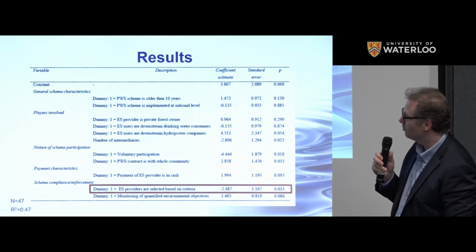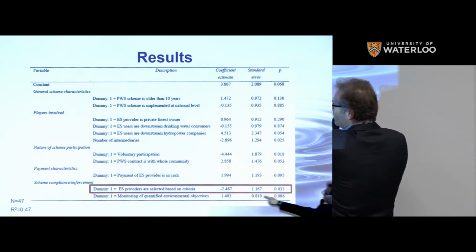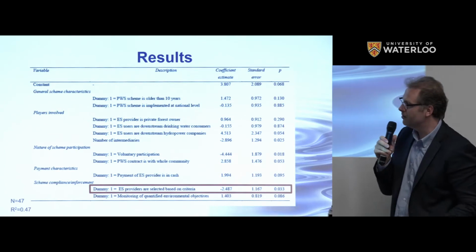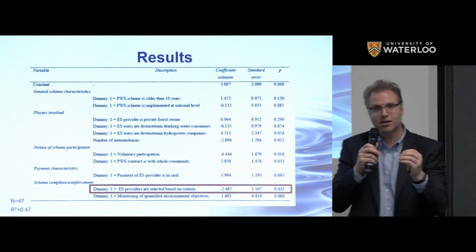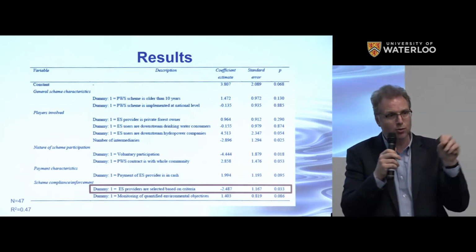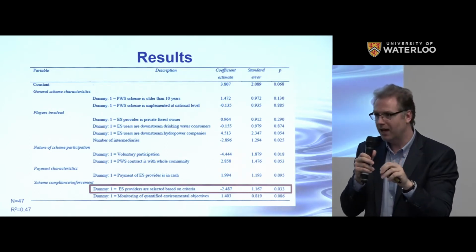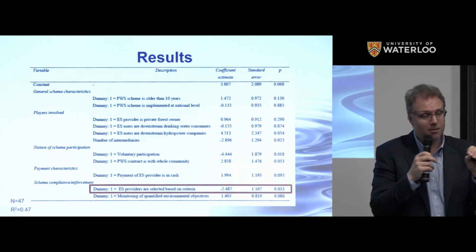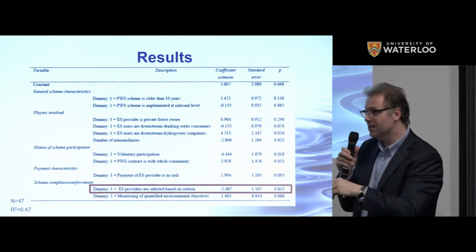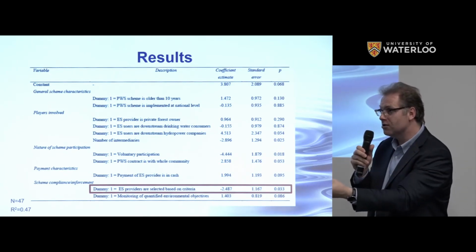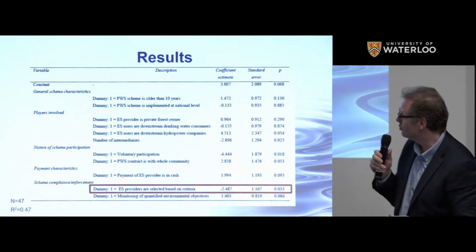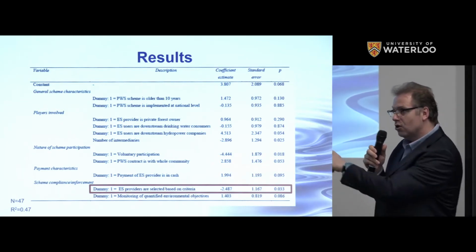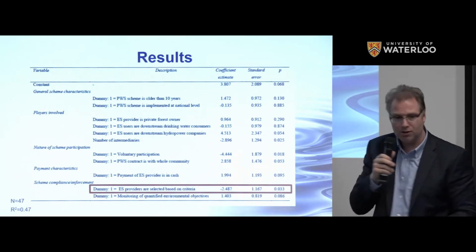This last one puzzled me a little bit. So it's highly significant, but it has a significant negative sign. So it's the criteria that are being used to select the people who can participate in the market. And I always thought that if you can be picky, you can pick the best in participating in your scheme, who can provide the largest share of ecosystem services. But that didn't show up in our results.